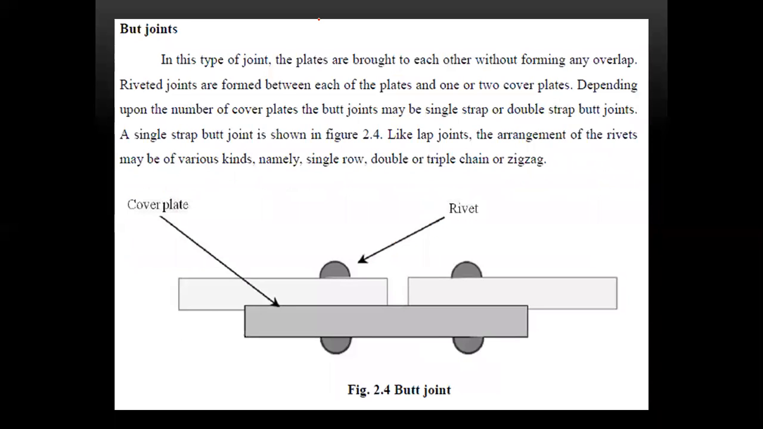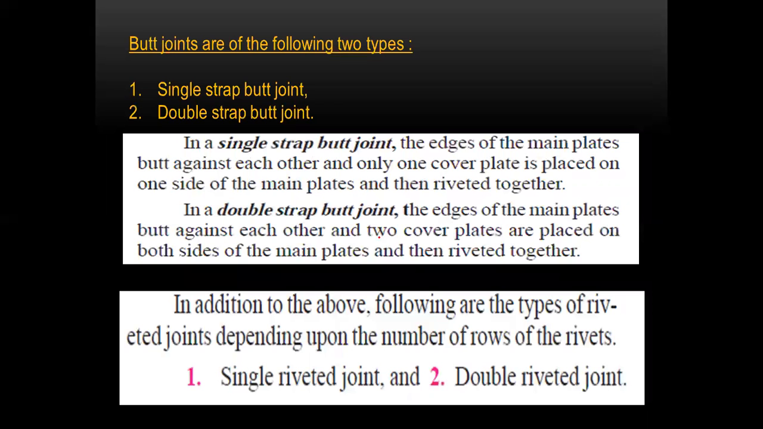Next, coming to the butt joint. So what is the butt joint here? The butt joint is in this direction. See here, this is plate 1, this is plate 2, this is plate 3. You can see the lap joint as well as the butt joint. Here it is lap joint, here it is butt joint, right? This is a covering plate, these are rivets. So these are the butt joint diagram.